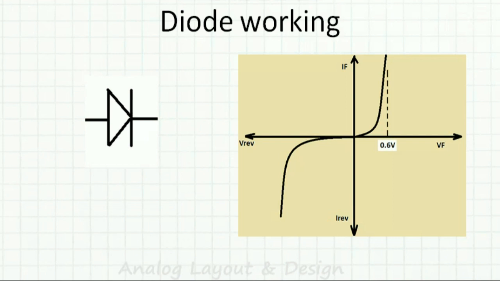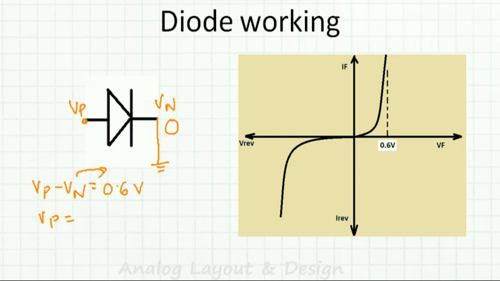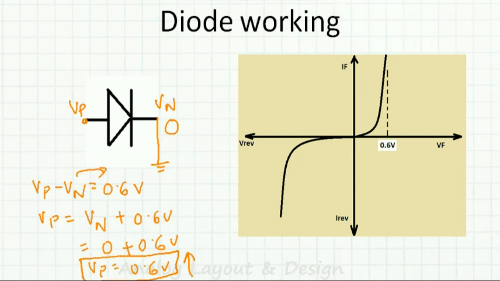Now we should understand: suppose I connect this to ground, so this voltage is 0, so this is Vn, and this is Vp. How much voltage is required at Vp so that this diode is forward biased? We come up with this equation: Vp minus Vn should be equal to 0.6 volt. So Vp should be equal to Vn plus 0.6 volt. Vn is 0, so Vp should be equal to 0.6 volt. If Vp is 0.6 volt or higher, then this diode is forward biased.